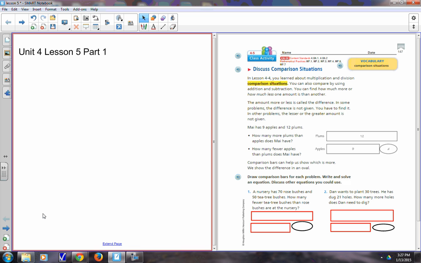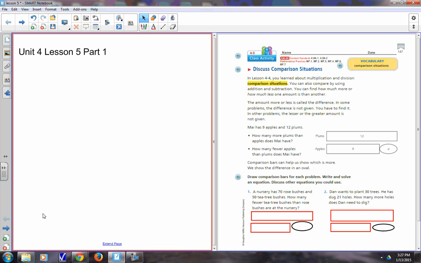So today in class we were practicing comparing numbers with multiplication and division equations. Well, tonight we're going to be comparing using addition and subtraction. You can find how much more or how much less one amount is than the other. So today we were doing how many more, how many times. Today it's how much more, how much less.